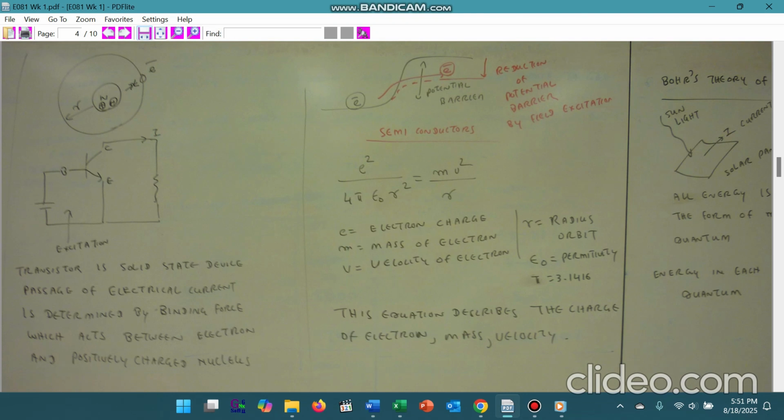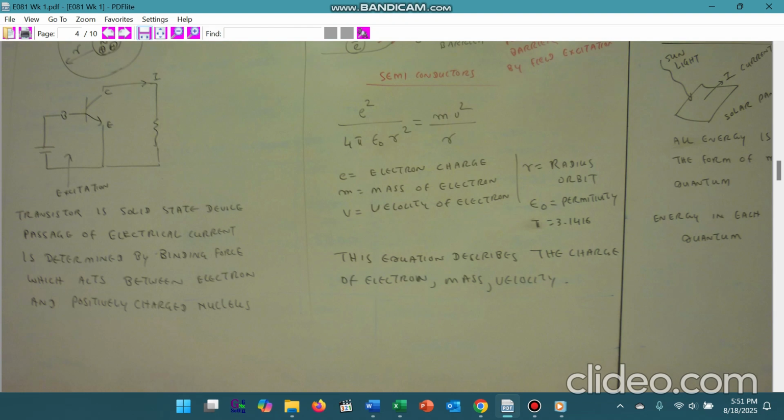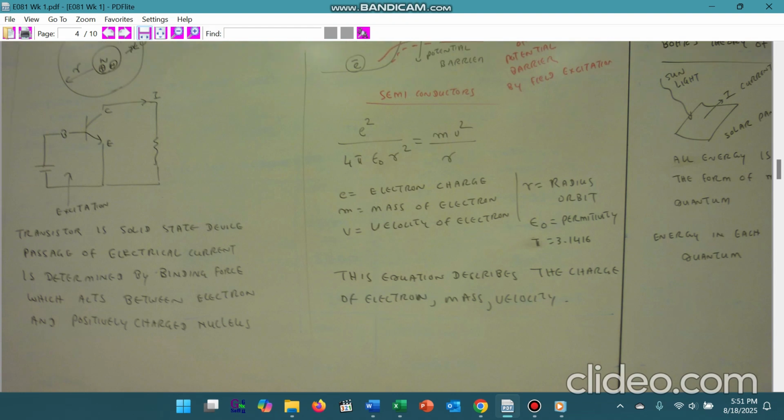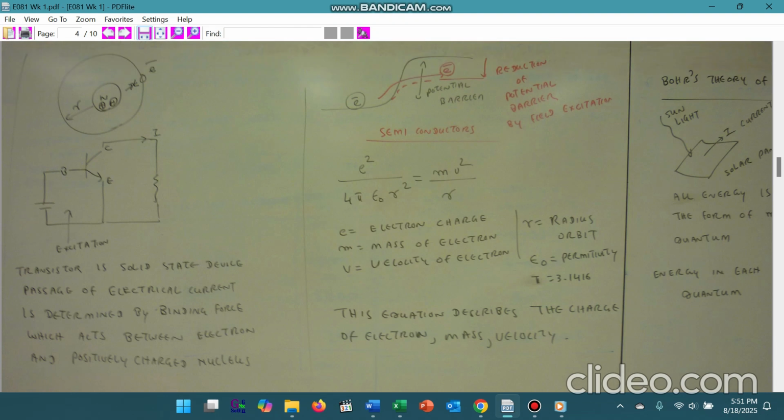Insulators have resistivity more than 10 power 8 ohm centimeter, and conductors have resistivity less than 10 power minus 3 ohm centimeter. The transistor is a solid state device. The passage of the electrical current is determined by the binding force which acts between the electron and the positively charged nucleus. This means that normally the force is strong, so by providing the appropriate energy, the force can be reduced and the electron can be moving. So this is why we have to get the excitation.